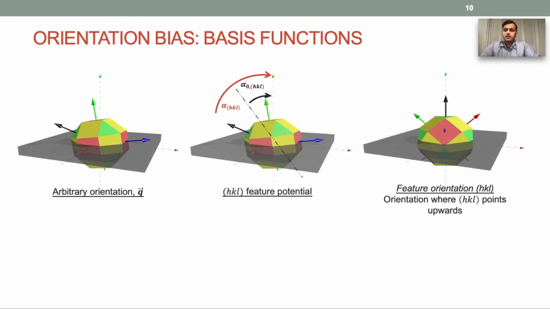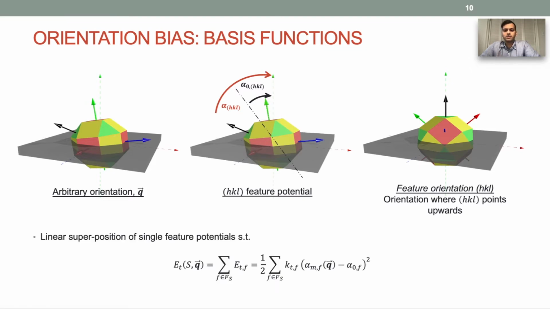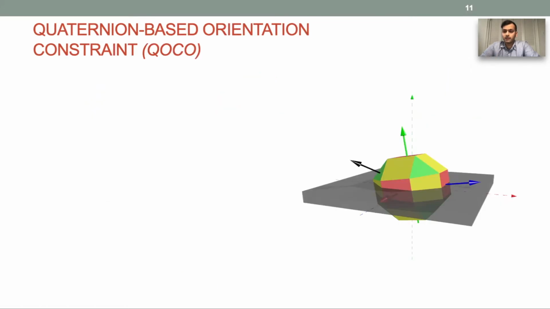Building on that, the overall orientation bias can be defined as a linear superposition of these single feature potentials, wherein each feature could correspond to a hypothetical HKL facet. The variable alpha m is defined as the angle of closest approach, and it forms the basis function for each of these feature potentials. This alpha m parameter is calculated using the quaternion-based orientation constraint, or the COCO method.